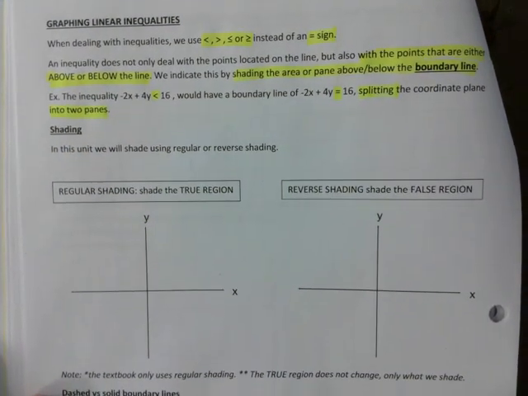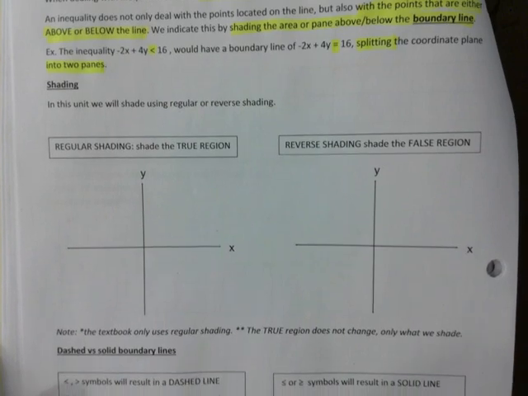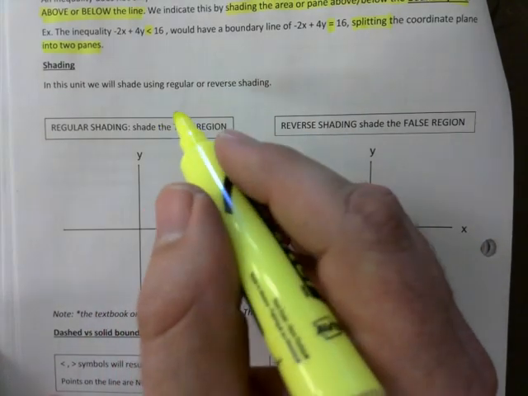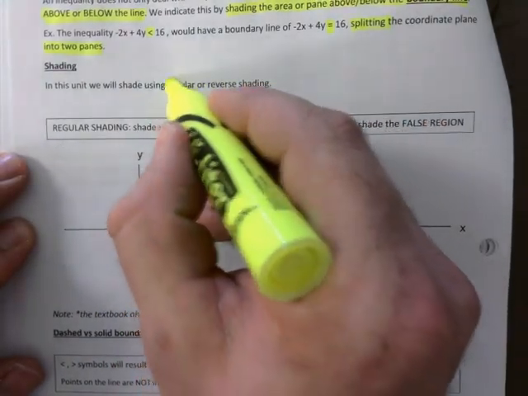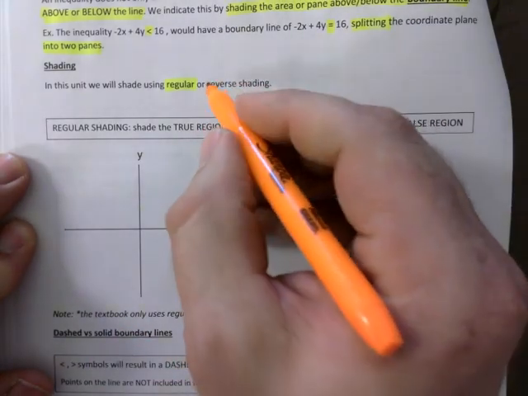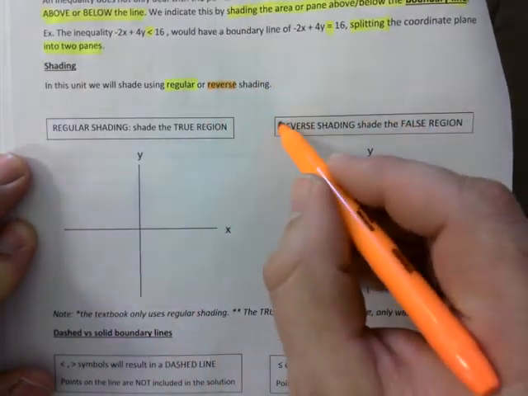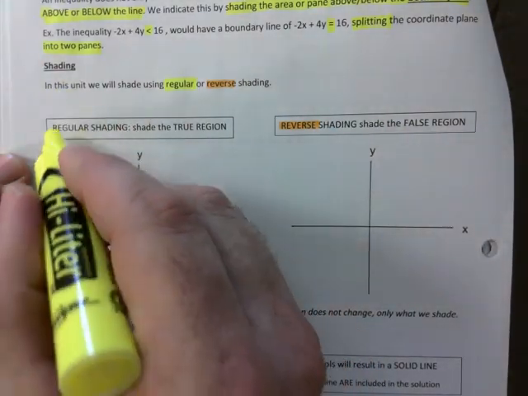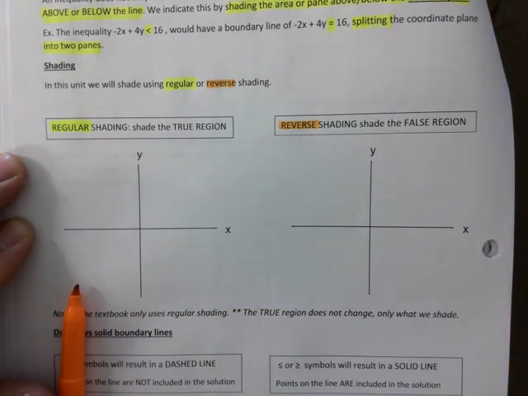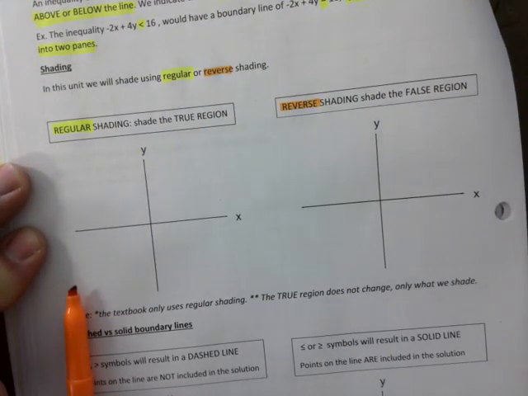In this unit, we will shade using regular or reverse shading. I'm going to highlight regular with one color and reverse with the other, and I will make sure I do that here too. Regular versus reverse.